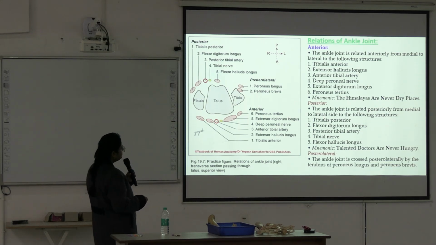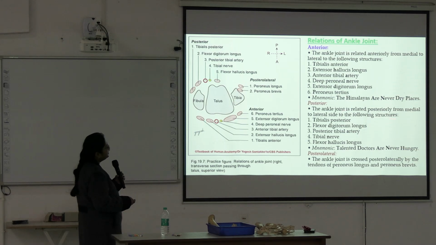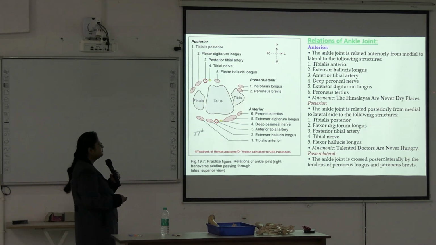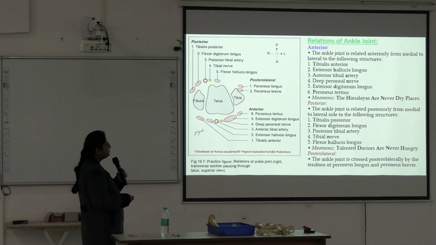Next we go to the posterior relations. The ankle joint is related posteriorly, from medial to lateral, to the following structures: tibialis posterior, then flexor digitorum longus, then posterior tibial artery, tibial nerve, and flexor hallucis longus. So you can remember it like this, as a mnemonic.